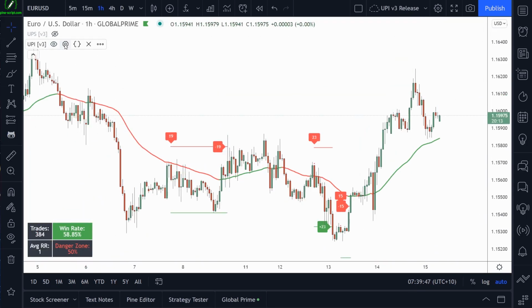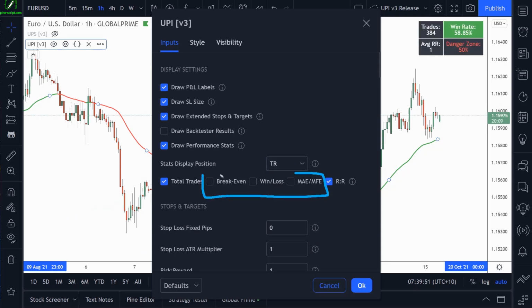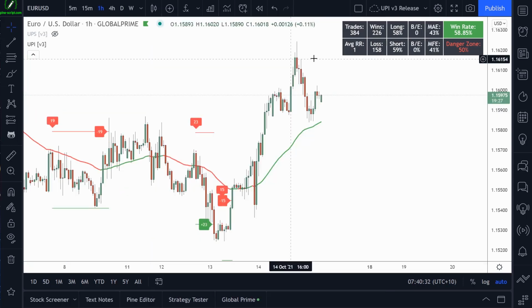down here. You can also turn on a bunch of extra stats here if you want to. So we could see our break-even rate, our win-loss rate for longs and shorts, and our max adverse excursion and max favorable excursion. So this is what it would look like to have all the stats turned on.